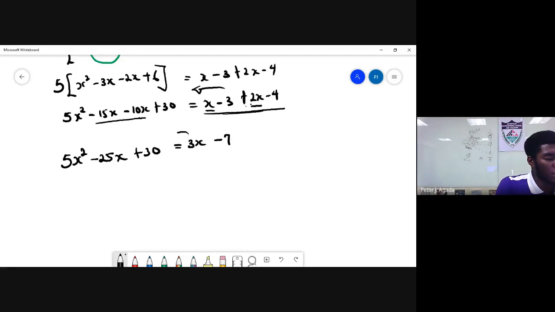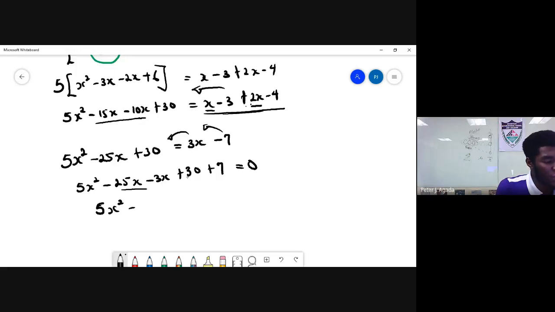Okay, so let's take this here and take this one here to the other side as well. So we can have now 5x squared minus 25x minus 3x, okay, plus 30 plus my 7 all equals to 0. So now I can have my quadratic equation to be equals to my 5x squared minus 25 minus 3x, this is minus 28x, plus my 37 is equals to 0.